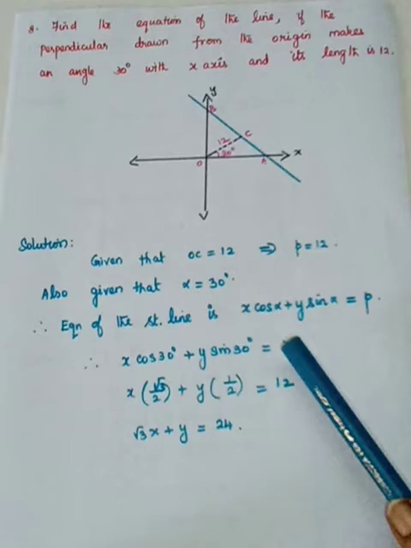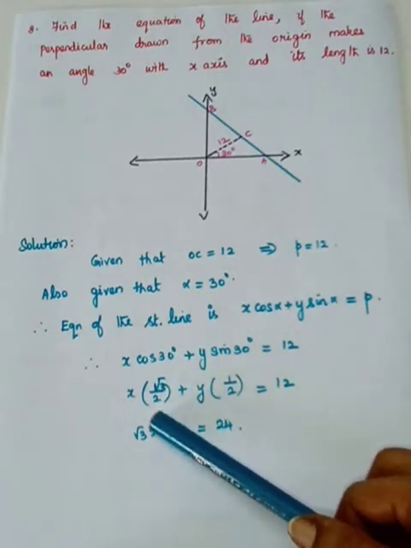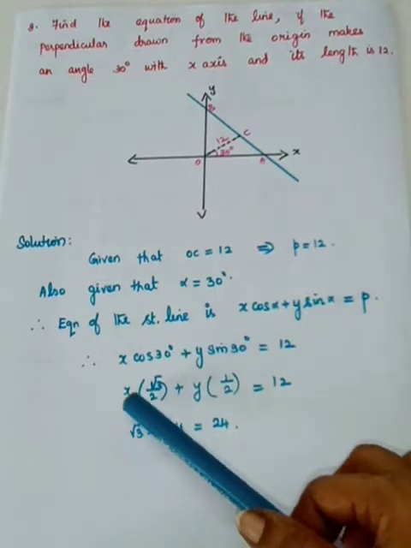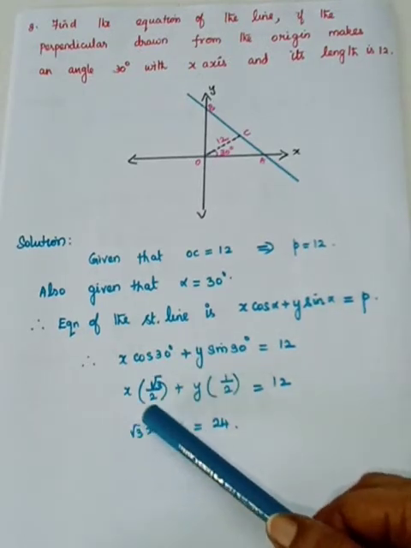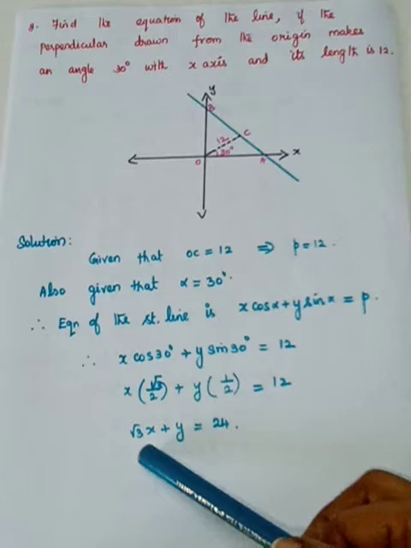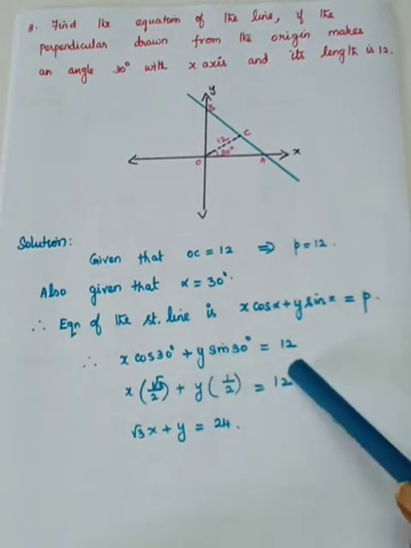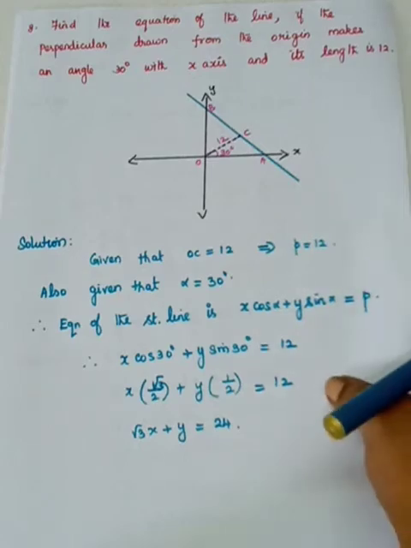What is p? It is 12. Cos 30 degree can be written as root 3 by 2 and sin 30 degree can be written as 1 by 2. So therefore if you take LCM, it is (root 3 x plus y) divided by 2 is equal to 12. The 2 and 12 if you multiply, your answer is 24.